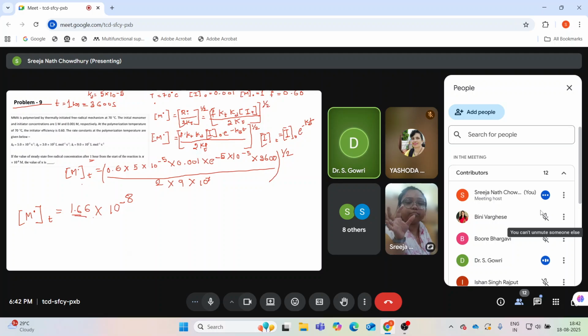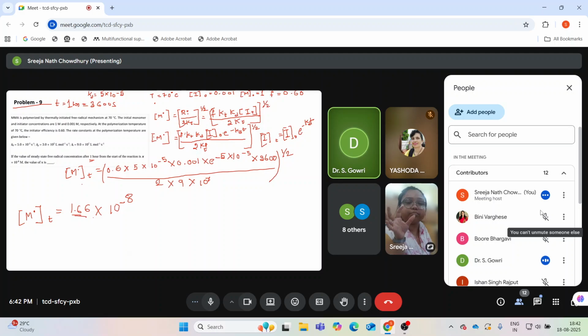Is it clear? Okay. So 1.45 is the number of I dot attached to the polymer, not the initial number of I dot. It is the I dot that has already reacted. Is it clear now? Okay.